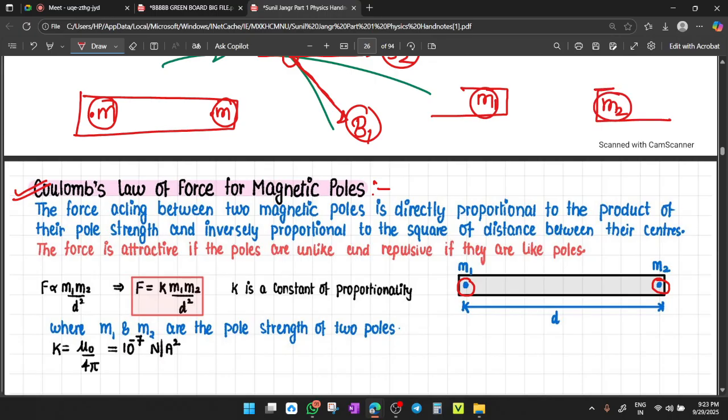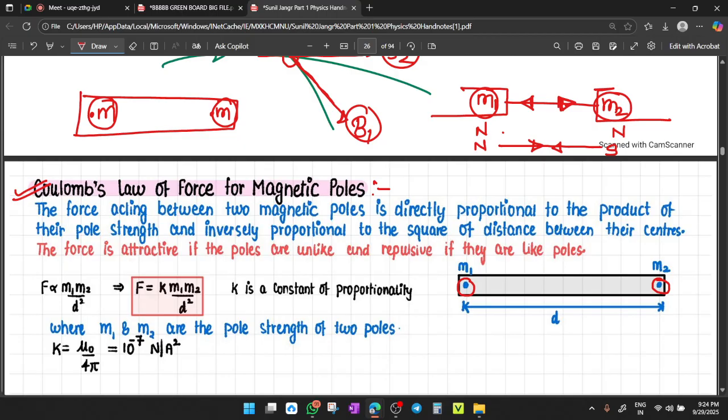One is M1 and another one is M2. So between the magnetic poles there is a force of either attraction or repulsion. Like poles, north and north, or south and south, will repel each other. But if you take north and south, then these poles will attract each other. So the force acting between the two magnetic poles is said to be the force of interaction.